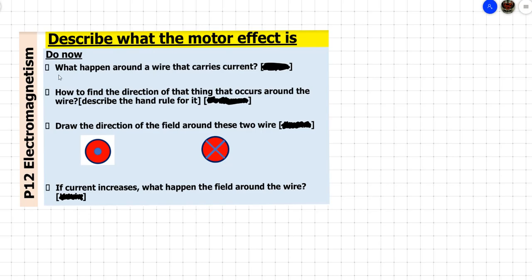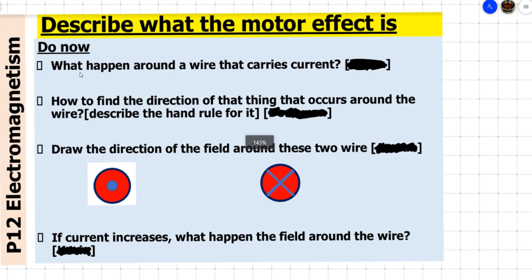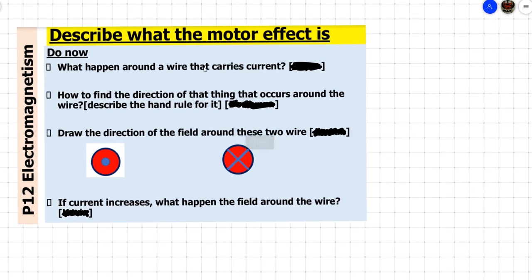Now, before we get to do that, we have a few questions for a quick recollection of what we did last time. What happens around the wire that carries current? Second question, how do you find the direction of that thing that occurs around the wire? You need to describe which hand rule to use and how to use it. Question 3, draw the direction of the field around these two wires. Now, if the current were to be increased, what's going to happen to the field around it? Pause the video, have a go at these questions, and once you're ready, let's come back.